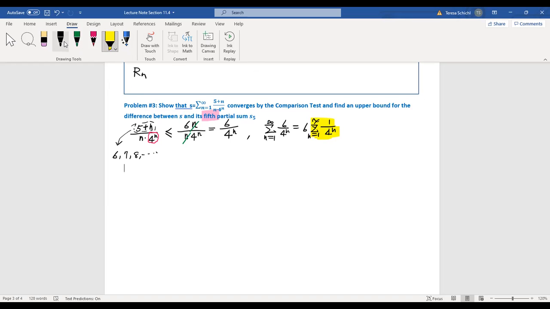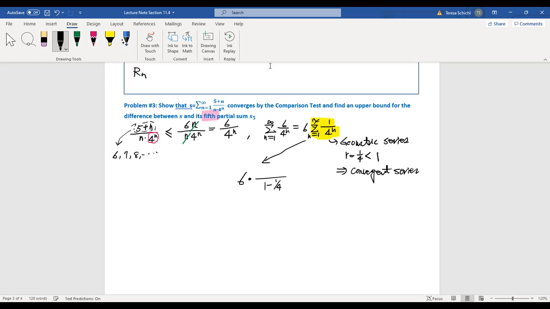This is a geometric series with r equal to 1/4. Because r is less than 1, I know this is a convergent series, right? So this is a convergent series. And for the geometric series, we also know how to find the value of this series. Because this is r, this term will just be 1 minus, what? 1 minus 1/4.